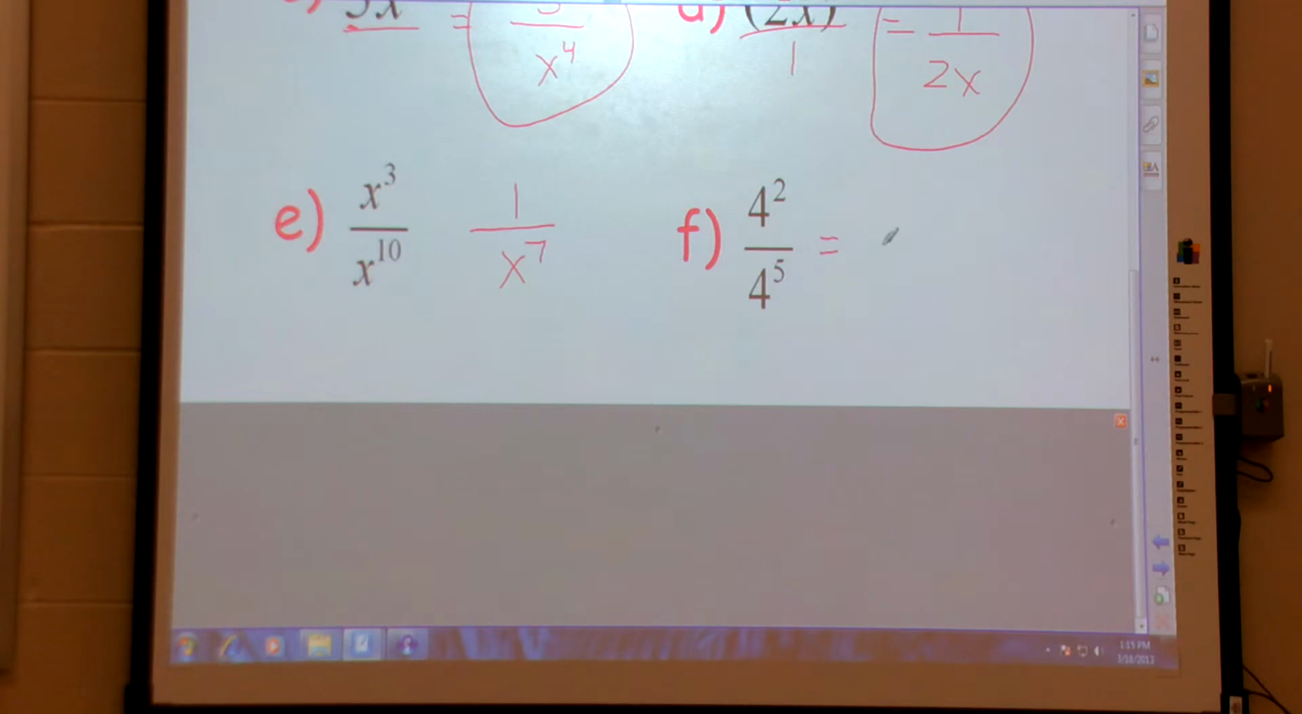Same over here. It's going to be 4. Where's it going to be? Where the leftover is going to be? On the bottom. And how many? 3. Because 5 minus 2. Doesn't matter what order as long as you know that the leftover is on the bottom. Now 4 to the 3rd. What is 4 to the 3rd? I'll give you a minute to multiply it out if you need to. Not on a calculator. 64.